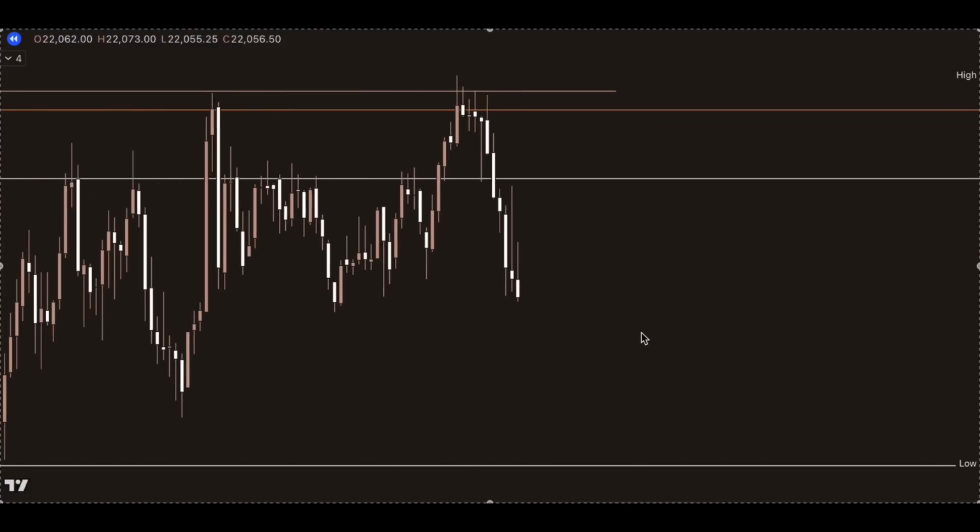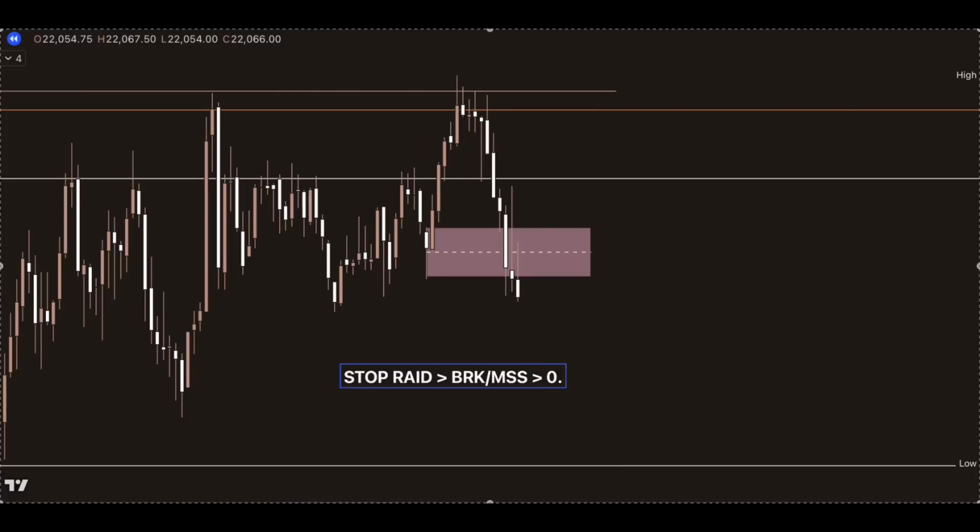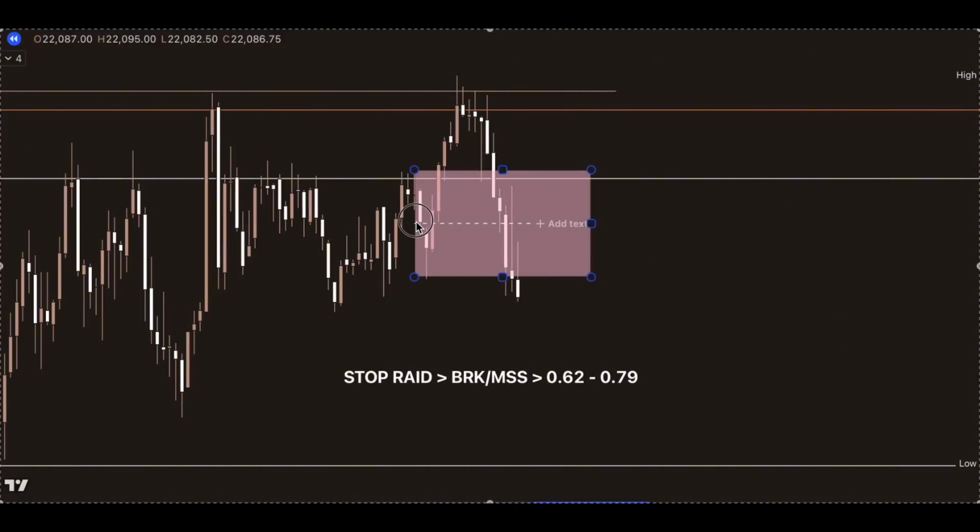Okay, firstly, we've now had our market structure shift as I had said. First, we look for a stop hunt. Type it out. Stop hunt. Breaker forms, which is a market structure shift. And then we enter at 0.62. So 0.79. You can also align this with a PD array. So for example, this is our breaker. All of this is our breaker right here.